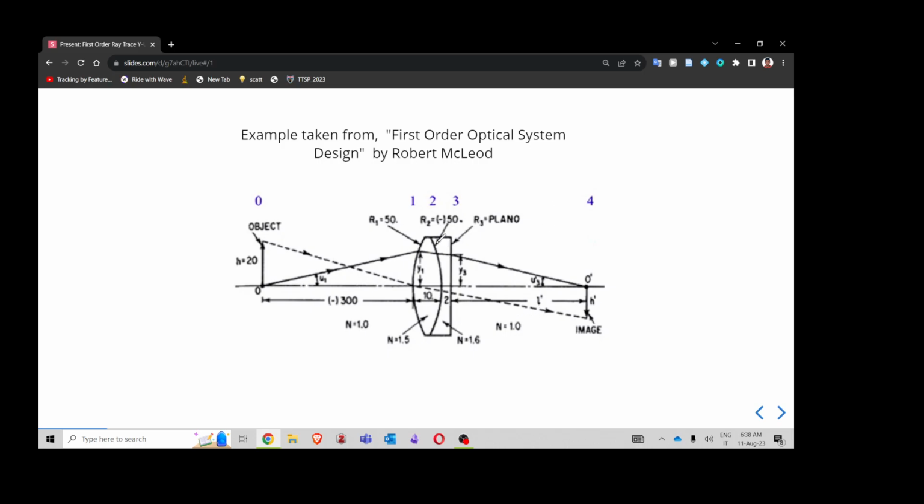We have a given doublet lens. The radius of curvature of the first surface, the second surface, and the third surface, which is the flat surface, are given, and also the refractive index of both the lens materials are given.